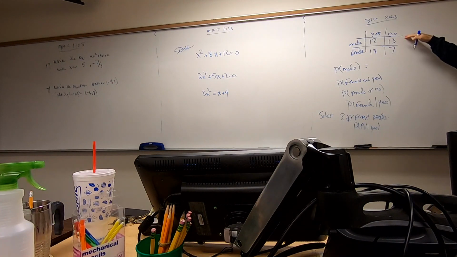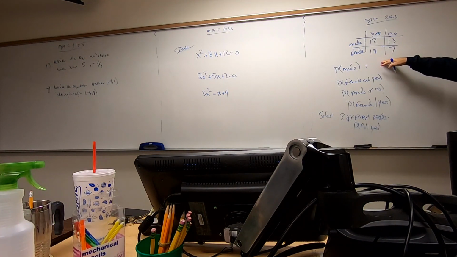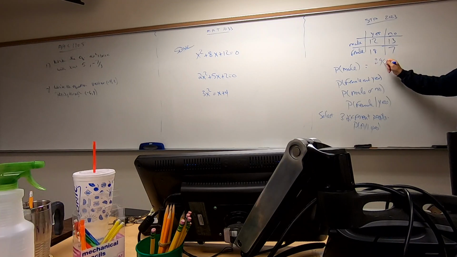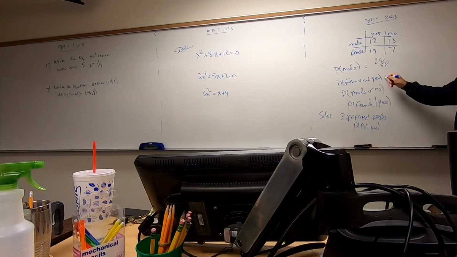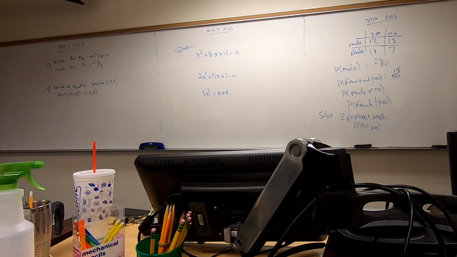All right, what's the probability of male? Stats people, here we go. Probability of male? A half, it's 25 out of 50. Probability of female and yes? 18 out of 50. Emily, I wasn't saying you were wrong, I just had to think about it for a second.